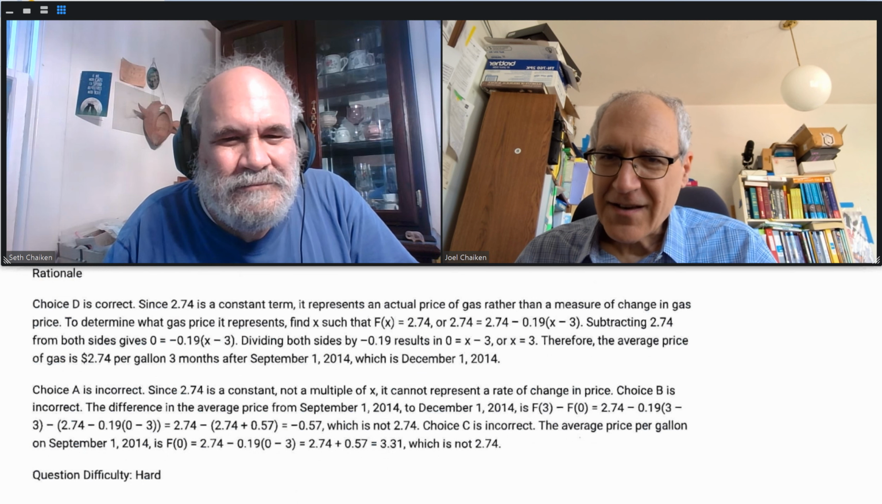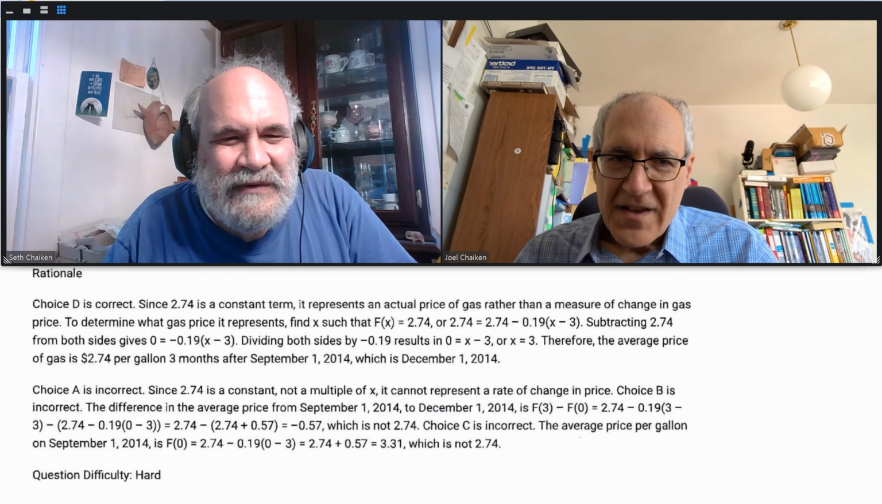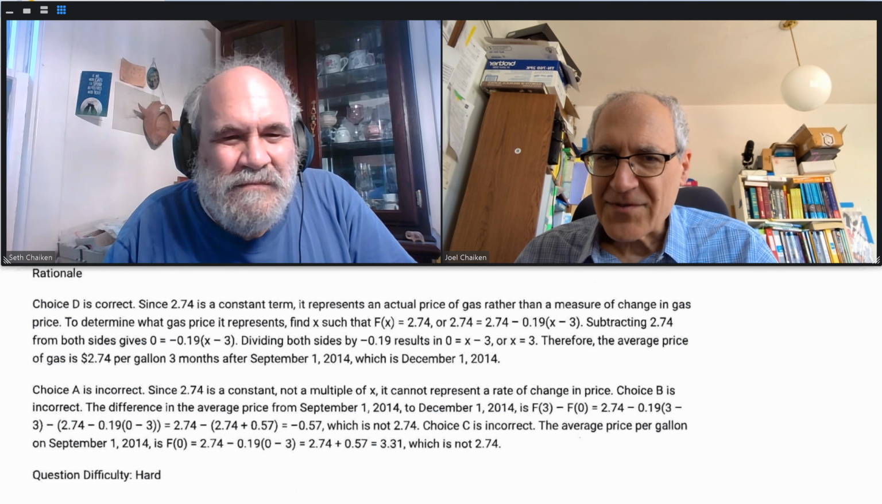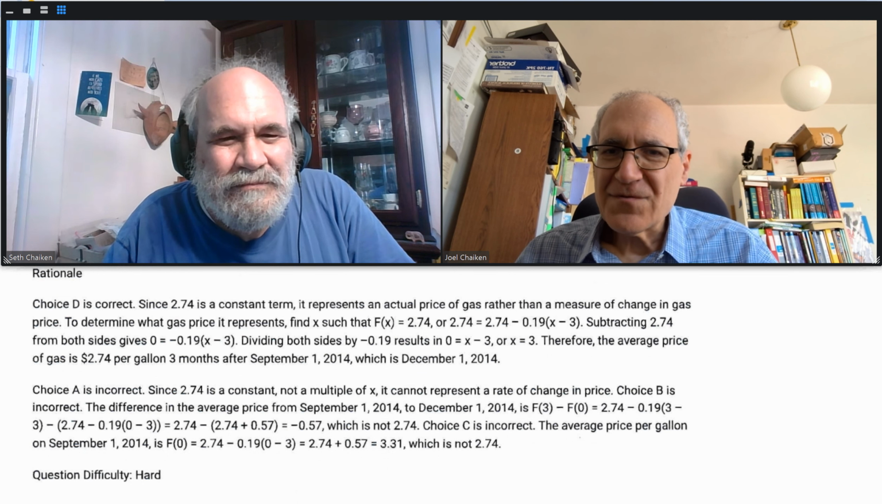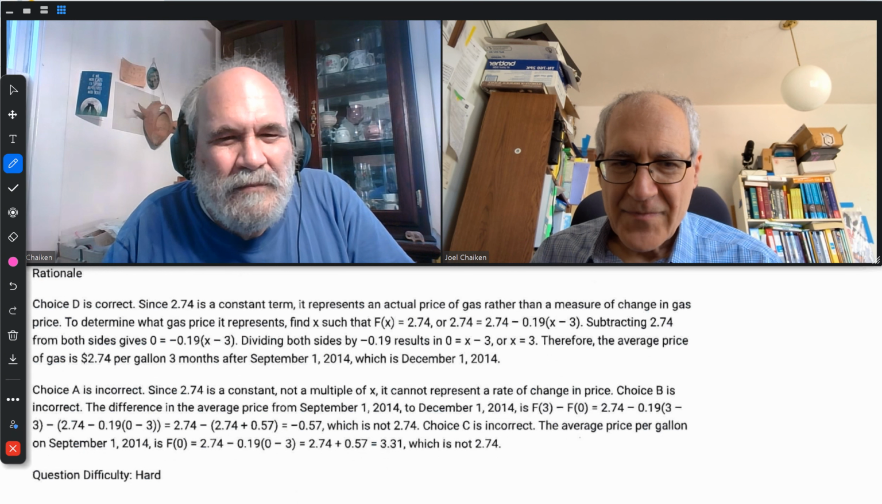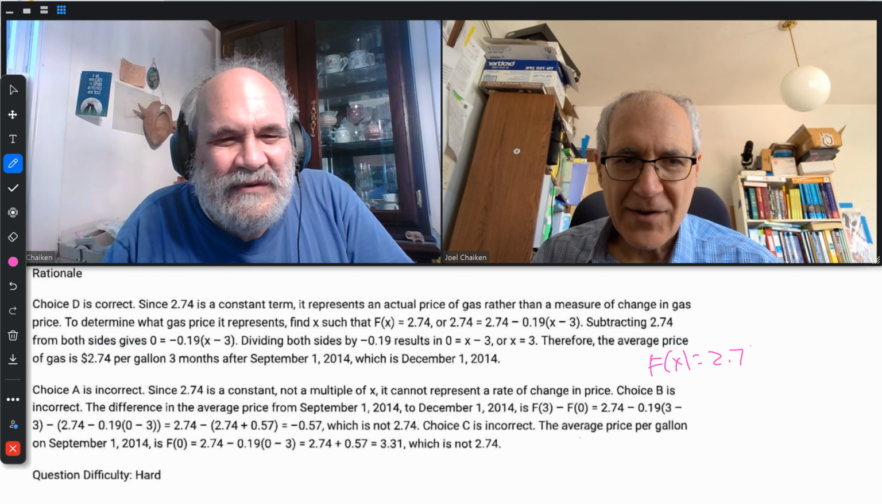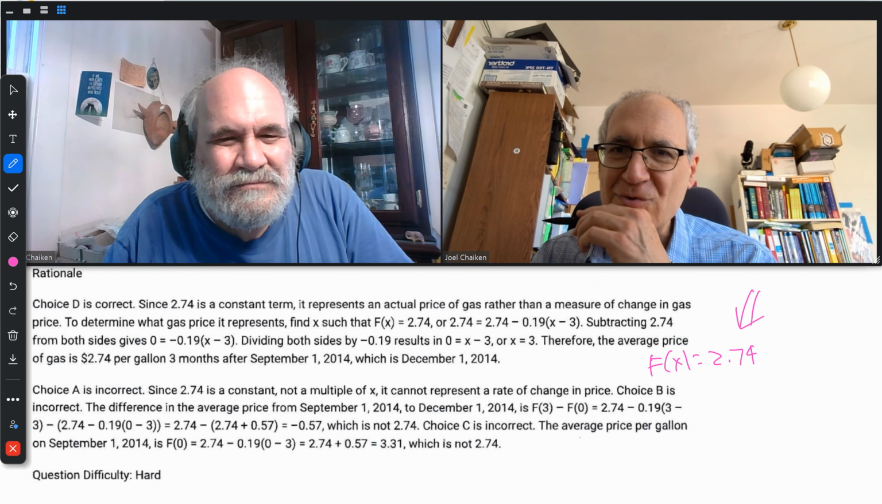Wait, how did you know to do that? How did they know to do that unless they knew how to do it? Which is circular reasoning. Subtracting 2.74 from both sides solves it for 3. Wait, but that... How would you know what's the justification for jumping in and solving the equation f of x is 2.74 out of the blue, unless you knew that that would give you the answer?